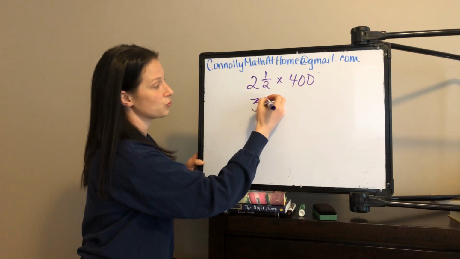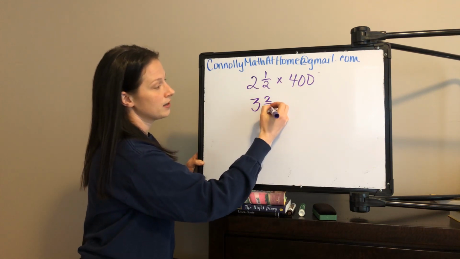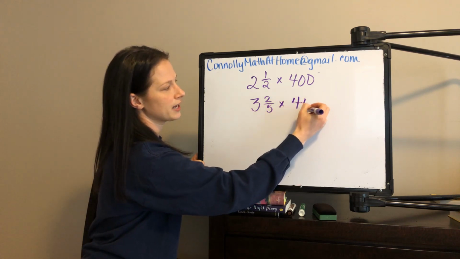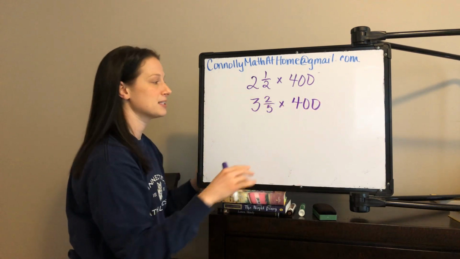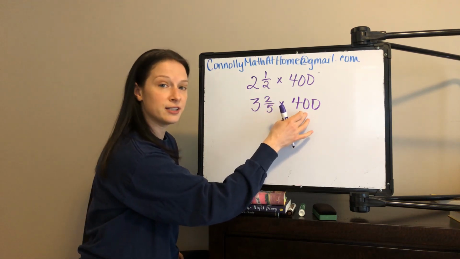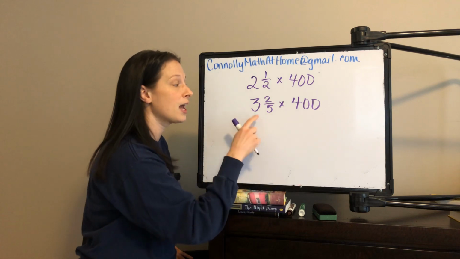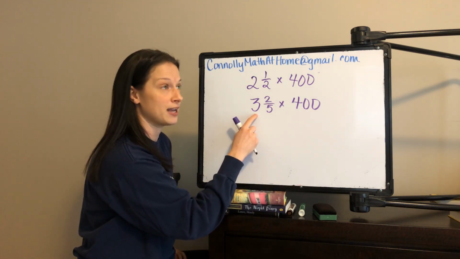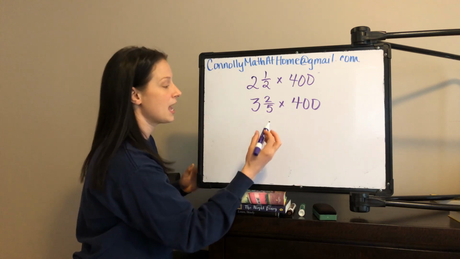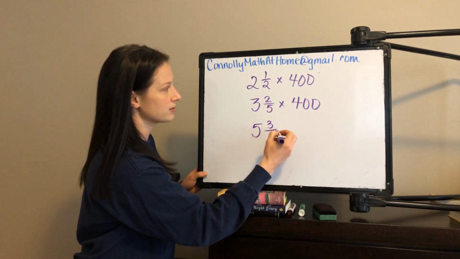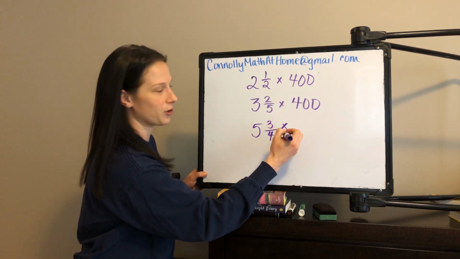Okay, let's do 3 and 2 fifths groups of 400 again. I like to see what happens here. So 3 and 2 fifths groups of 400. So then we have this 400-meter track. I went around it 3 and 2 fifths times. How many meters did I go total? And then finally, let's do 5 and 3/4 groups of 400.